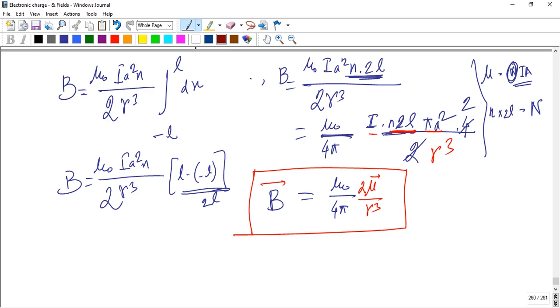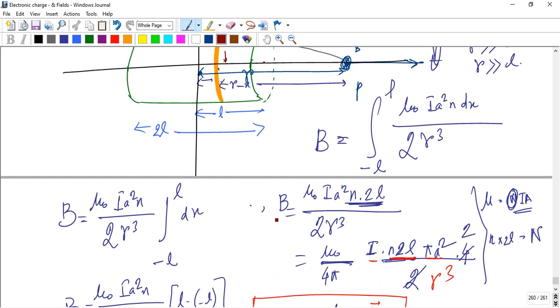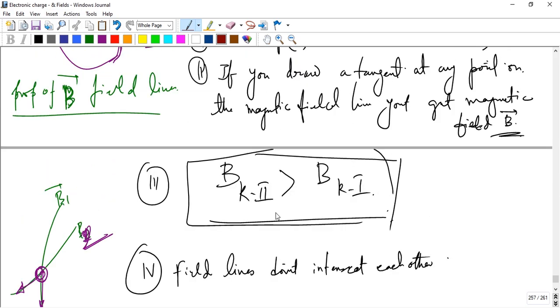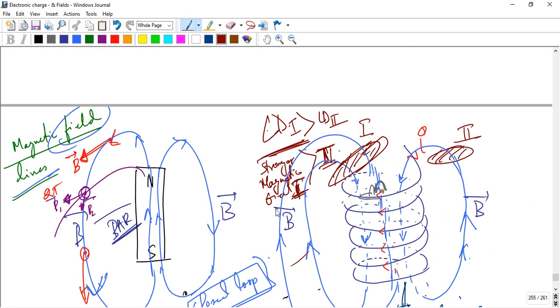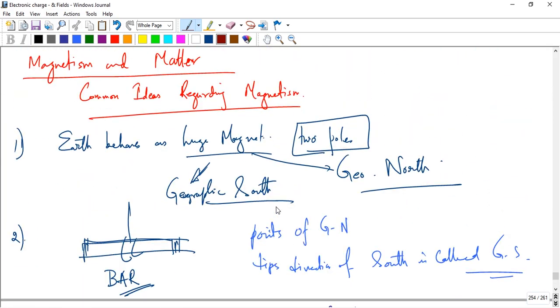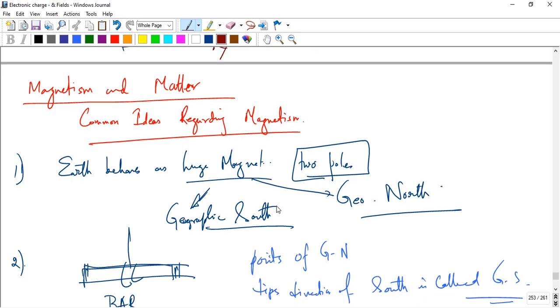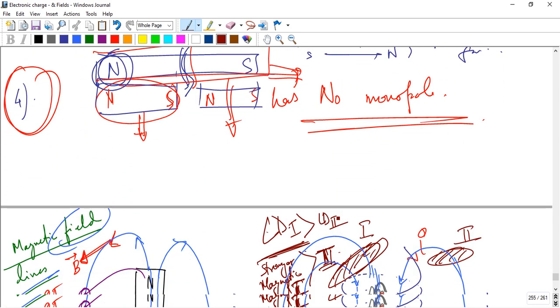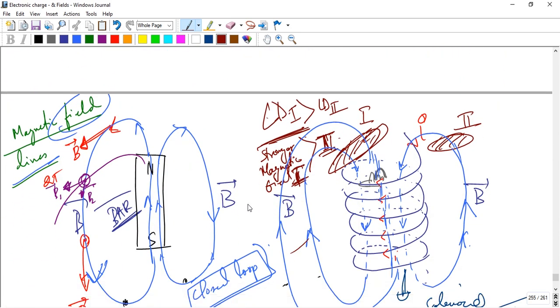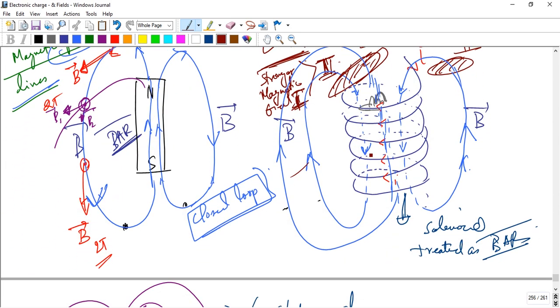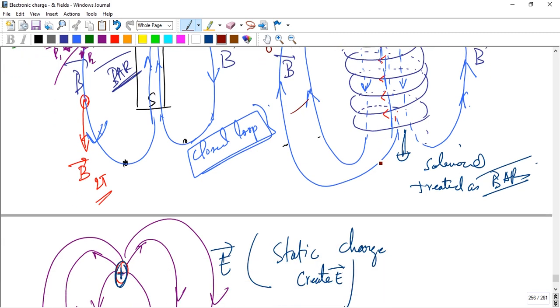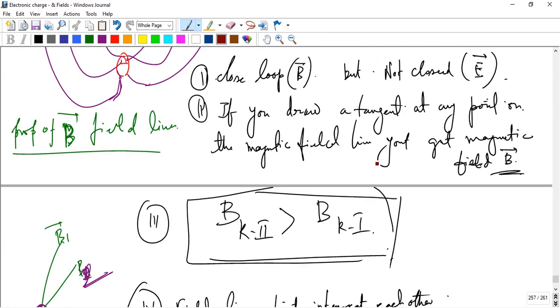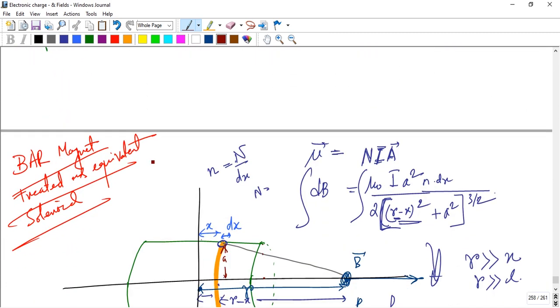So today the summary of the class is, we started a new chapter, magnetism and matter. Some common ideas regarding magnetism, two or three basic common ideas were discussed here. The magnetic field line concept, and the very important difference between electric field and magnetic field, and what is the similarity between these two field lines. And here the calculation: a bar magnet treated as an equivalent solenoid.